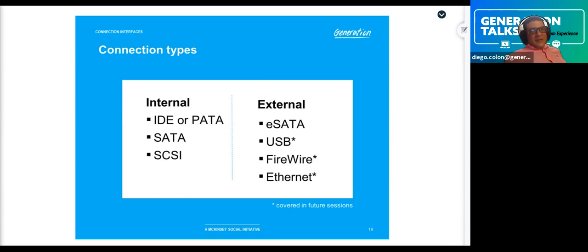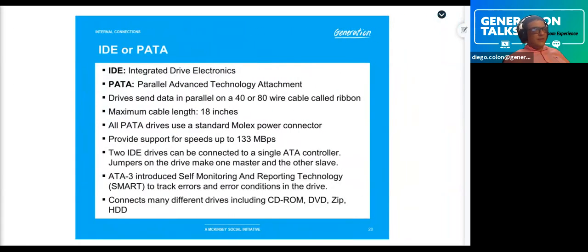1394. As for the IDE or PATA, those are the usual ones that you'll see on those hard drives. You have your SATA connectors, which is a little faster, and then SCSI, which is usually inside your actual hard drives. So your IDE is the integrated devices electronics. Fancy word. Still a PATA connector, which is a parallel advanced technology attachment. Usually it has either 40 or 80 wires in it, which is called a ribbon itself. The maximum length is 18 inches. All PATA drives use a Molex power connector.